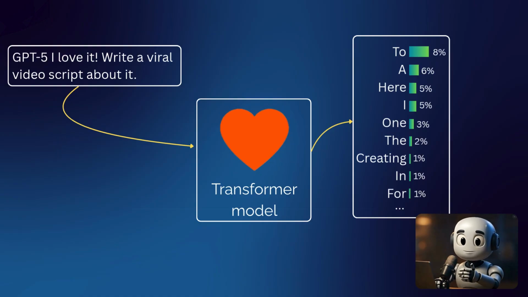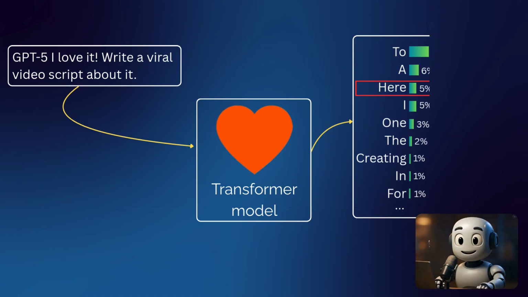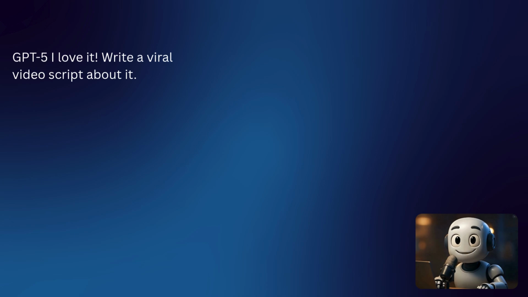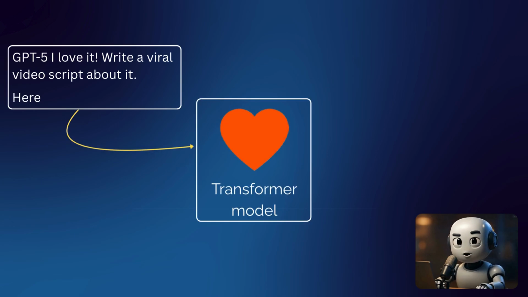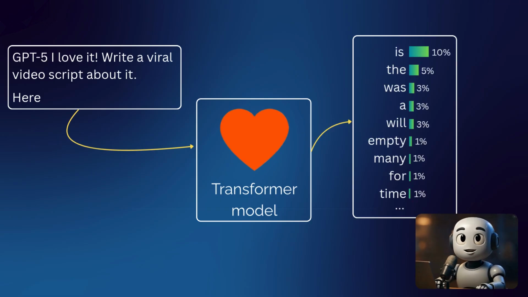So we have this list of outputs, and we don't pick the top one. We roll a dice and we pick one according to the chance of it being selected. And in this case, we've picked the word here. And once we've chosen the word here, we add it to our input. And then we put the whole input, the original prompt plus the word here, back into the transformer model. That gives us a new list of outputs with a new set of percentages, and we do the same thing again to pick an output.